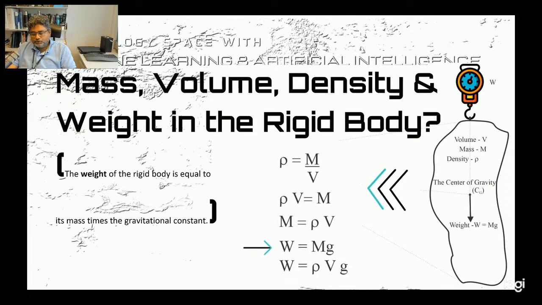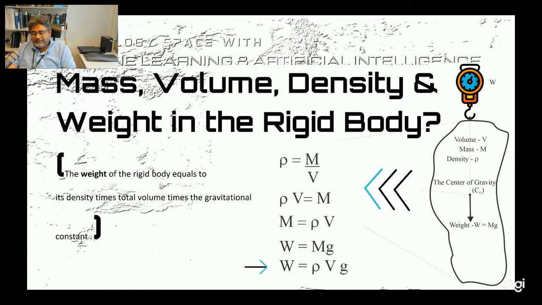And as you know, we defined the weight as the mass times the gravitational constant. Then you can apply the mass equation we derived previously into this weight equation. You will end up with the total weight of that rigid body equal to the density times the volume of that rigid body times the gravitational constant.